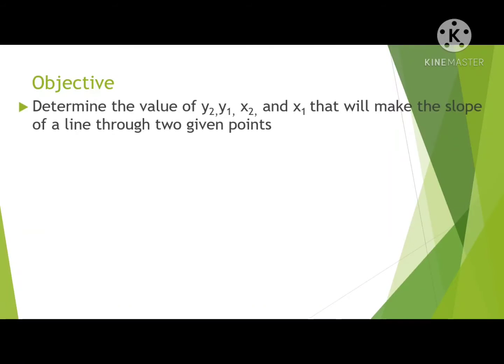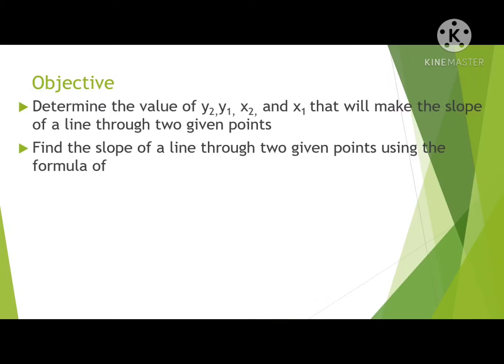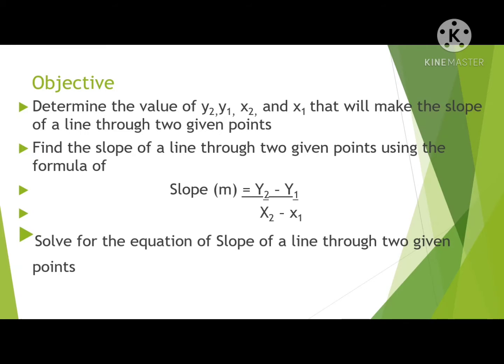Before we proceed to our topic, let us first have our lesson's objectives that we're going to accomplish at the end of the discussion. Objective number 1. Determine the value of y sub 2, y sub 1, x sub 2, and x sub 1 that will make the slope of a line through two given points. Number 2. Find the slope of a line through two given points using the formula of slope denoted by letter m, small letter m, is equal to y sub 2 minus y sub 1 all over x sub 2 minus x sub 1. And number 3, solve for the equations of the slope of a line through two given points.